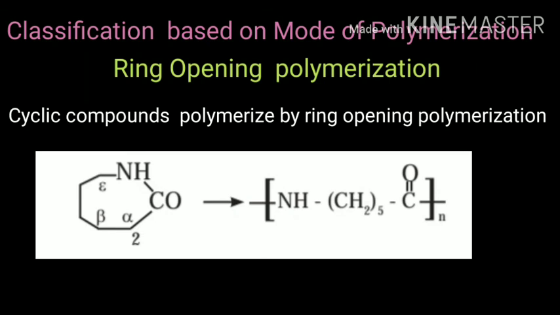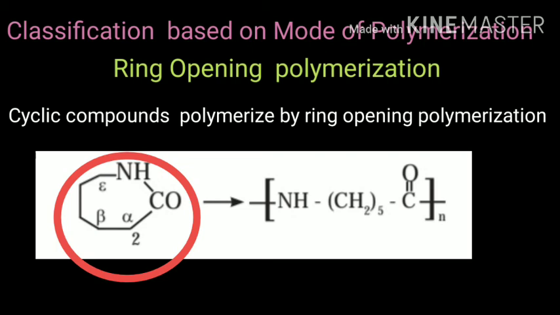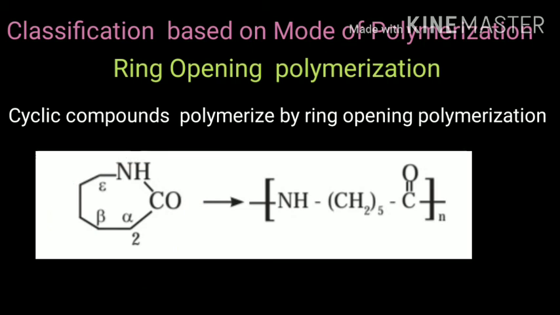So as you can see in this reaction, the structure of epsilon caprolactam is cyclic, and when it undergoes the process of polymerization, the ring structure is opened in a linear arrangement. Ring opening polymerization proceeds by the addition of a single monomer unit and not a larger unit to the growing chain. Hence, ring opening polymerization is a step growth polymerization like condensation polymerization.